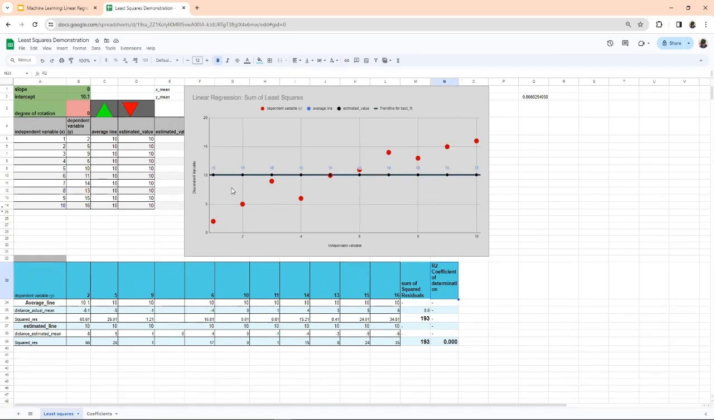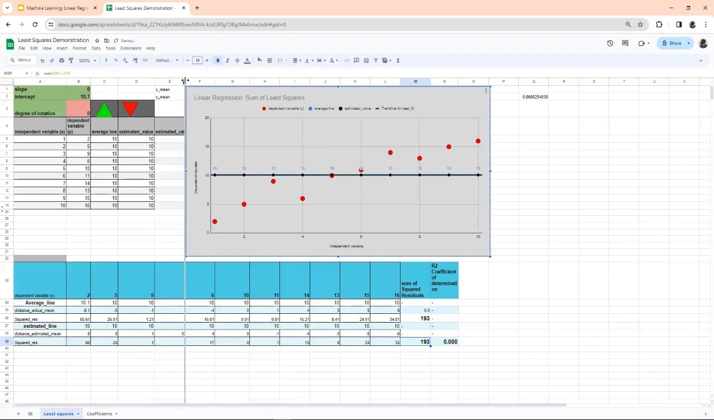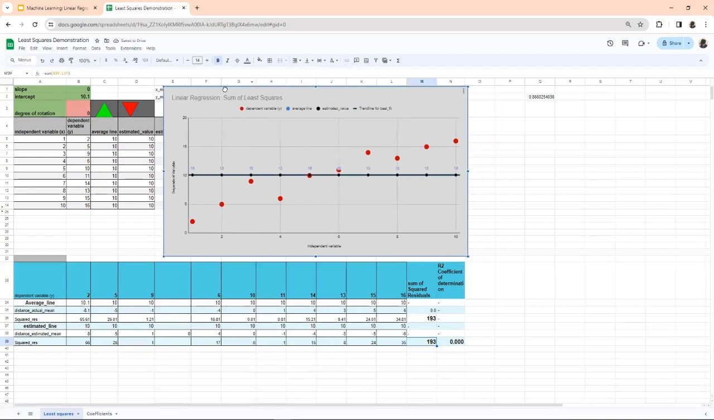So in simple linear regression, essentially what we're trying to do is find the line that fits this data, right? And that means we're trying to reduce the sum of squared errors, okay? You can see how big our error is here, 193, using our average line, and here the estimated line is essentially the average, right? I just have to estimate the values.